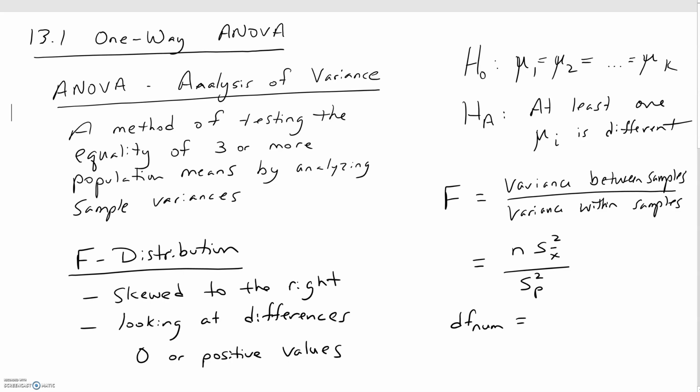The degrees of freedom in the numerator would be k minus 1, where k is the number of samples. And the degrees of freedom in the denominator would be the formula k times n minus 1, where n minus 1 is the sample size.